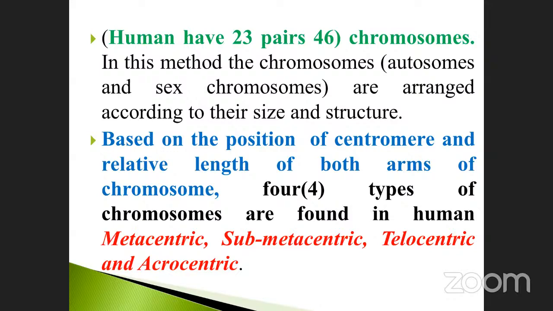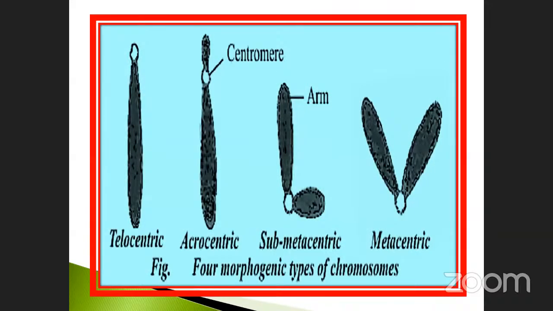See that structure, you can easily identify. The first one is called telocentric. Where is the centromere? Here the centromere is there. Only one arm is present in it, the long arm only attached with the centromere. This type of chromosome is called telocentric. Acrocentric has two arms connected with the centromere, one long and another short. This one is the long one, and the upper portion is the short one, connected in a straight line.